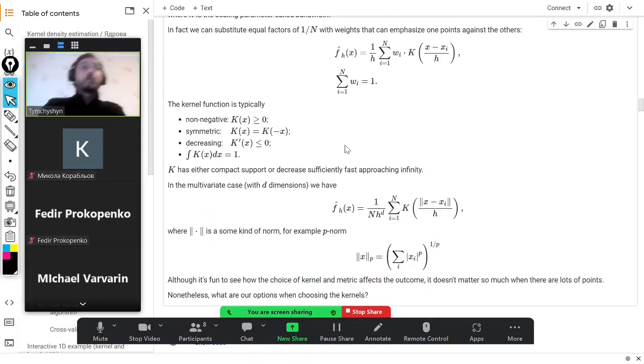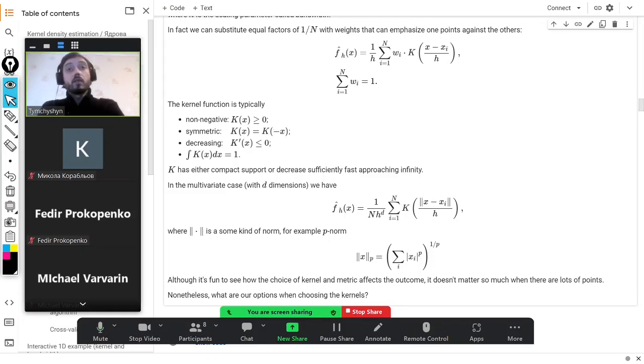What do we expect from kernel? Can we take any function or not? Basically, there are some properties that we may want to expect from our kernel when we use that in practice. So first of all, of course, we want our kernel to be non-negative, because at the end of the day we will add up everything and we want to have some estimate of the probability distribution. And probability distribution, of course, is non-negative. So basically we will want that.